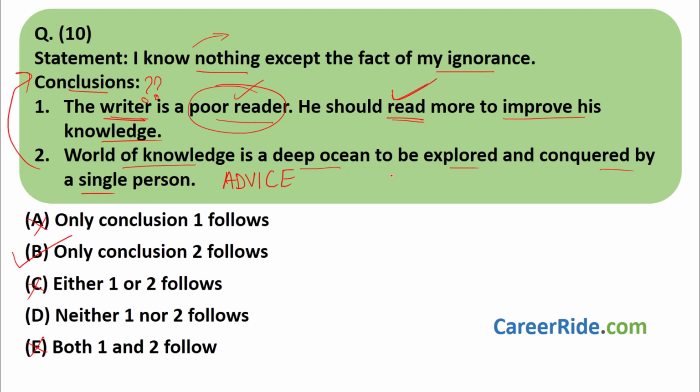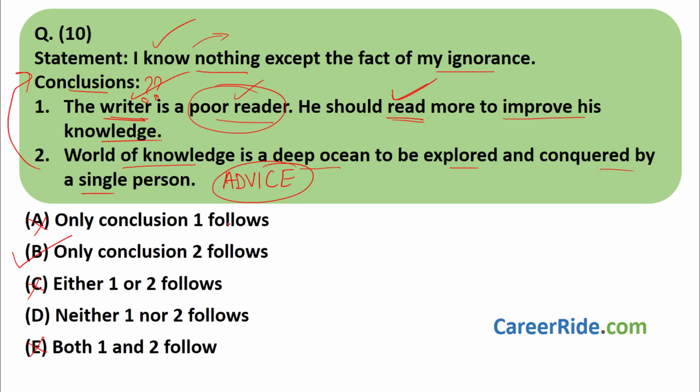So the 4 tips which we have learned: do not assume. So this is like an assumption, and this is wrong. Advice or a result. So this is like an advice that the world of knowledge is a deep ocean. You need to explore and conquer it, right? This is advice given to the person. So advice is always right, and so the second conclusion follows.